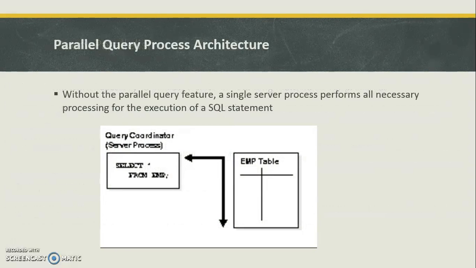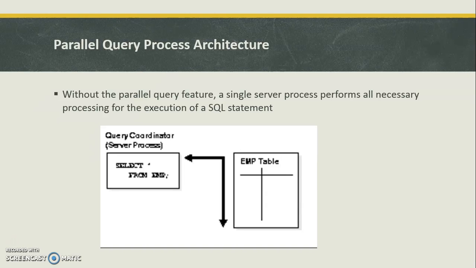So next, without the parallel query feature, a server process will perform all the necessary processing for the execution of a single SQL statement. For example, to perform a full table scan, that is select star from EMP, one process will perform this entire operation. This figure illustrates a server process performing a full table scan.